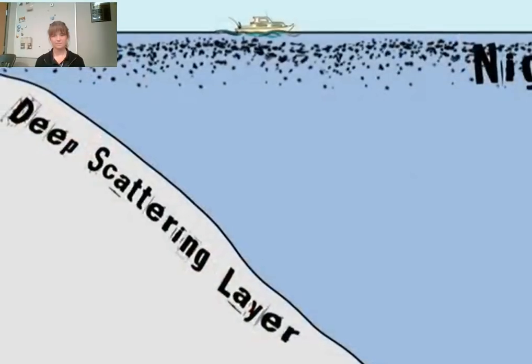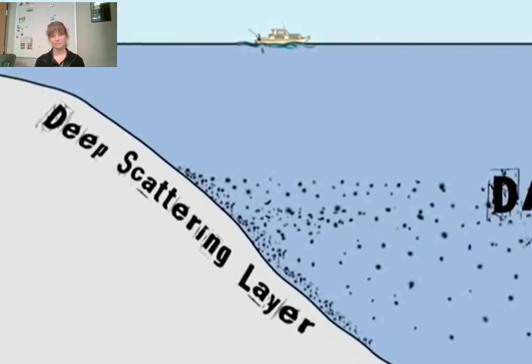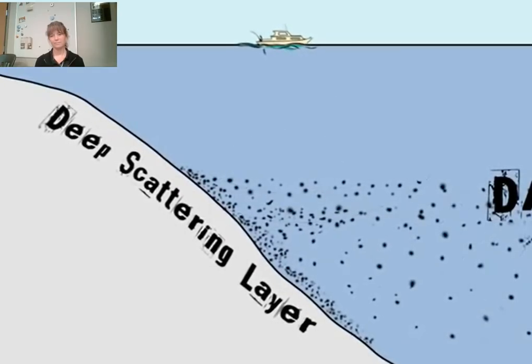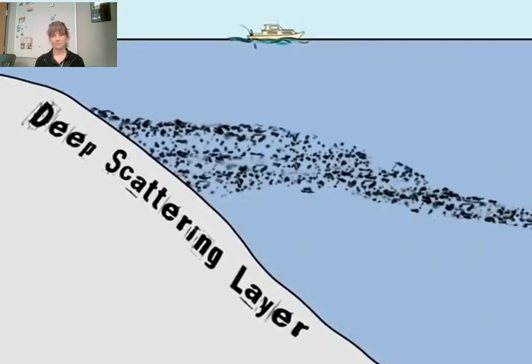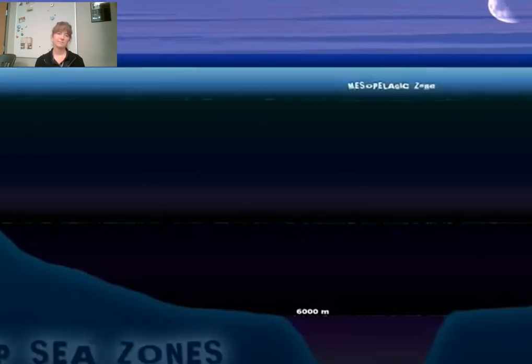So the deep scattering layer represents daily migrations of deep sea organisms from their resting place in the day on the deep dark edge of the mesopelagic layer to where they feed at the surface at night. And this takes us to a new zone.